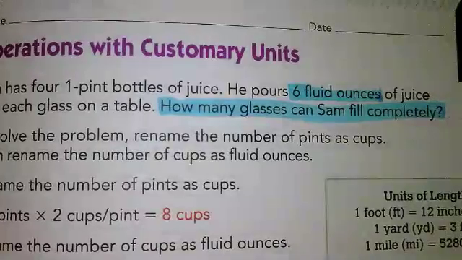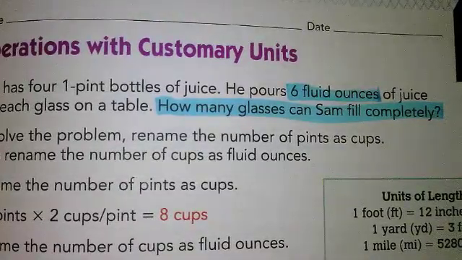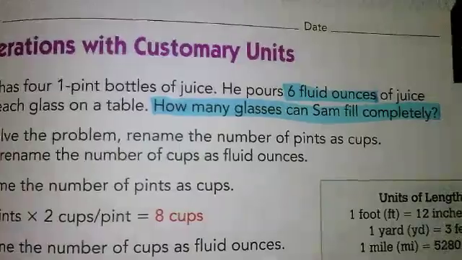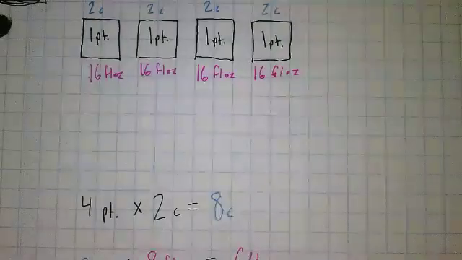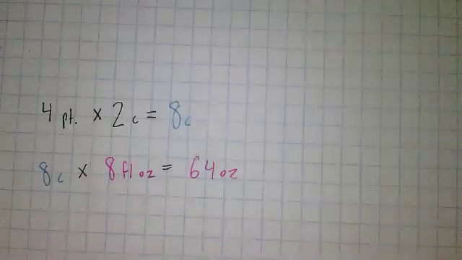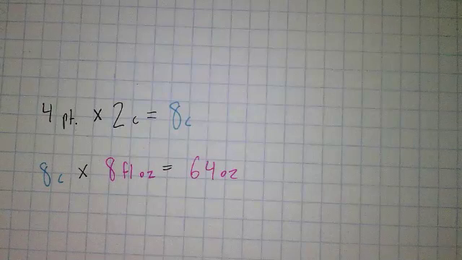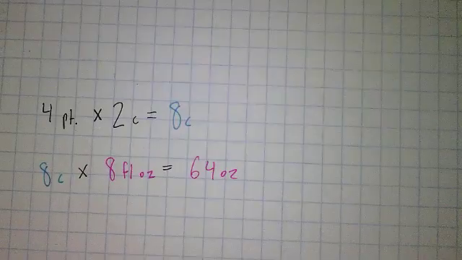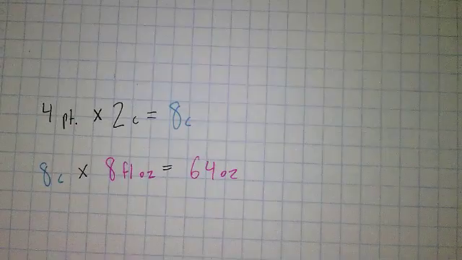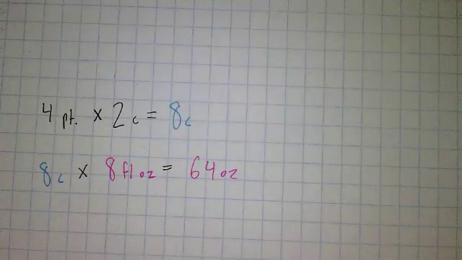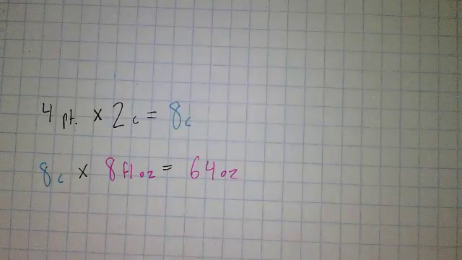Each glass holds 6 fluid ounces. So we need to figure out how many 6 fluid ounce cups can be filled with 64 ounces of liquid. How can we figure that out? If we have 64 ounces in total, and we're dividing it up into 6 fluid ounce cups, how could we figure out how many cups we can fill? 64 divided by 6. That's exactly what we're going to do. 64 total ounces divided by 6 fluid ounces will tell us how many cups can fit.